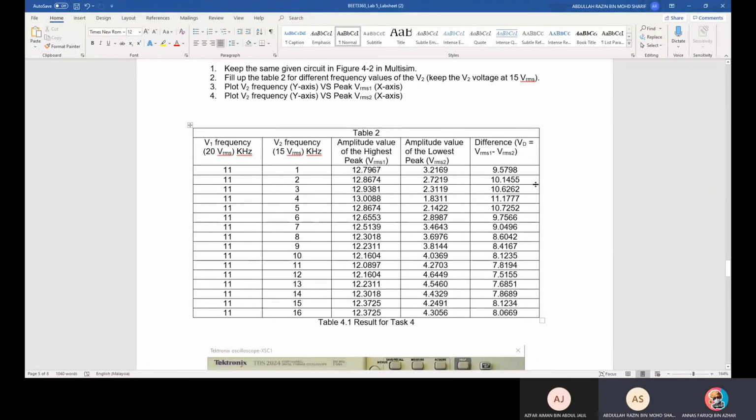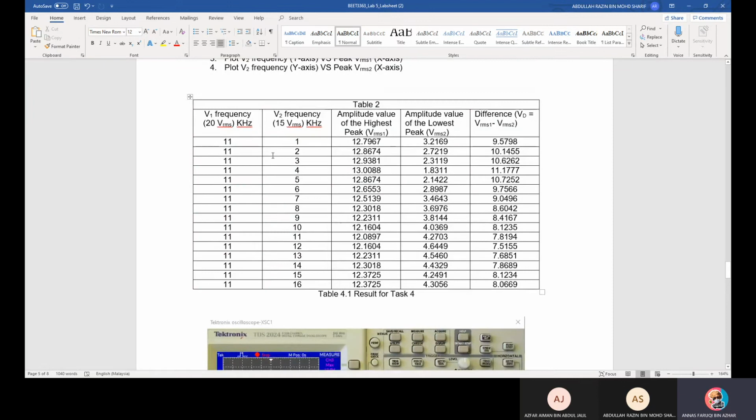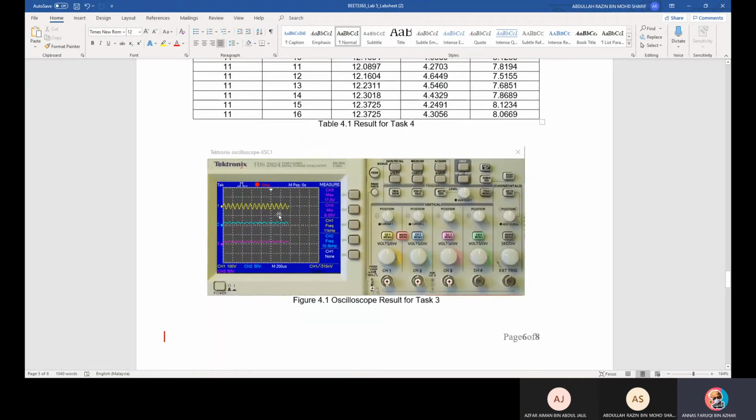So for the next task it is going to be explained by Anas Faruqi. Assalamualaikum, sir. So in task 4, we change the frequency value of the modulation signal in V2, but with the same 15 volt VRMS, and we record the VRMS of the highest and the lowest peak of the frequency. You show the oscilloscope first. So this is what we get from the lab.